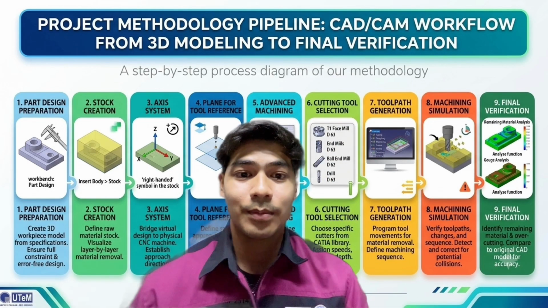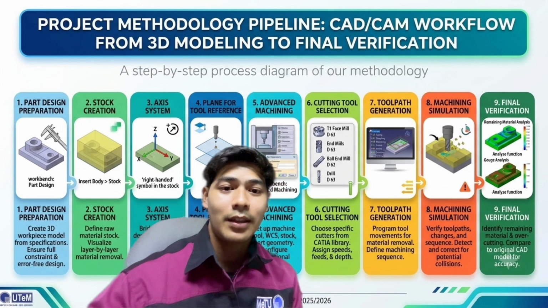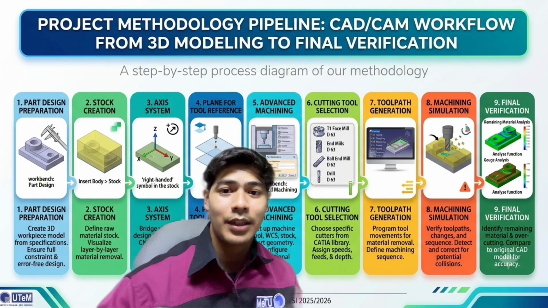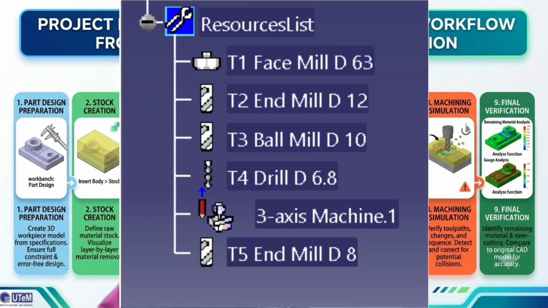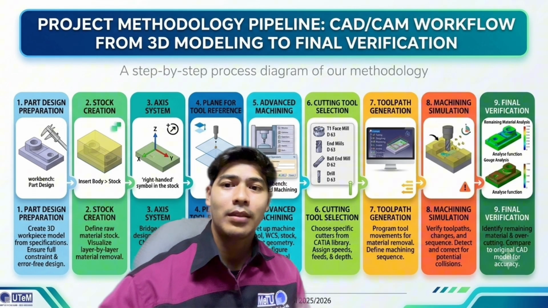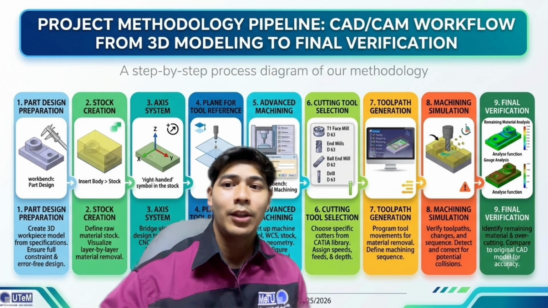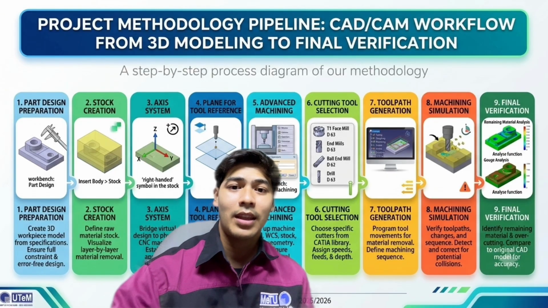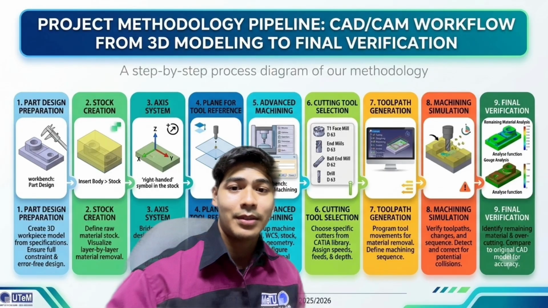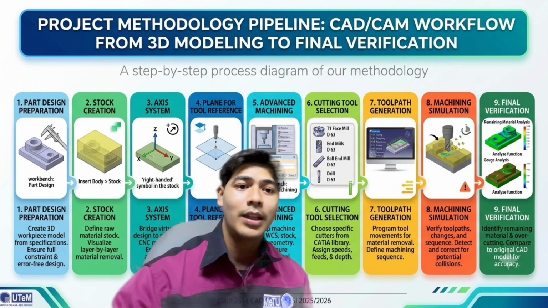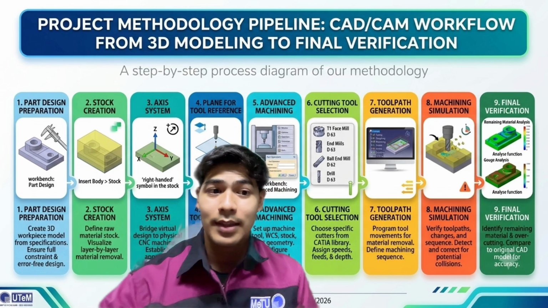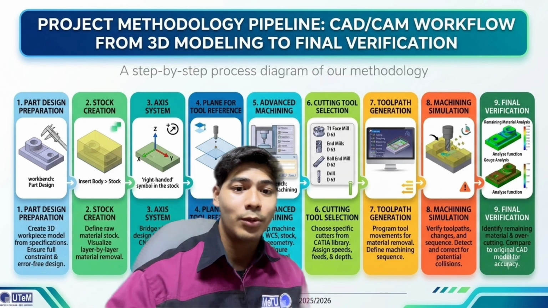And number 6, we can see cutting tool selection. So next, we select the suitable cutting tool based on each machining operation. The tools used included a 63 mm face mill for facing, 12 mm and 8 mm end mill for roughing, pocketing, and contouring, 10 mm ball end mill for surface finishing, and a 6.8 mm drill for hole machining. Appropriate cutting parameters such as spindle speed, feed rate, cutting depth, and step over were assigned to each tool.